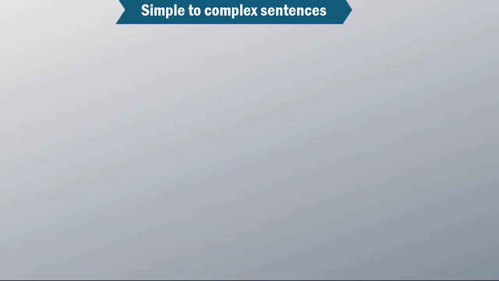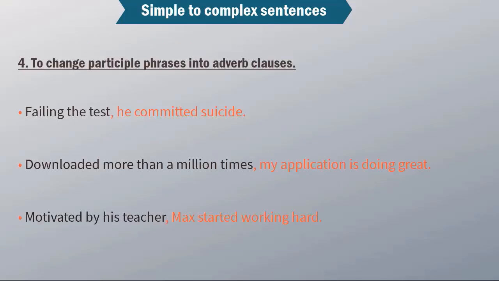Guys, fourth way to do it is to change participle phrases into adverb and adjective clauses. We know what adjective and adverb clauses are. We know what participle phrases are. Let's take some examples and do this. Failing the test, he committed suicide. Downloaded more than 1 million times, my application is doing great. Motivated by his teacher, Max started working hard. Example number one. Failing the test, he committed suicide.